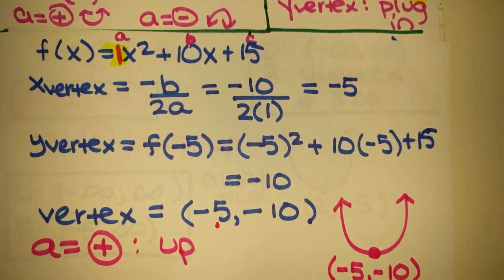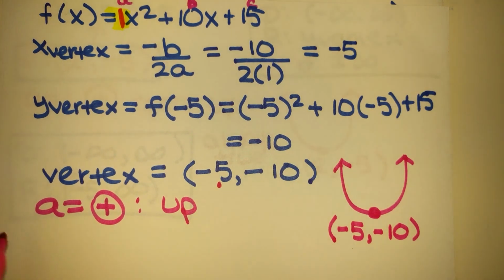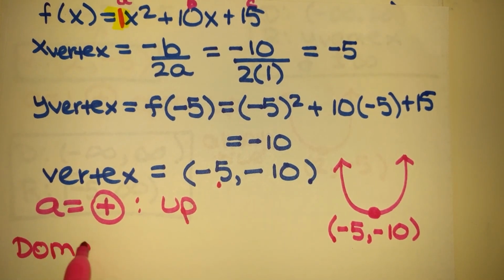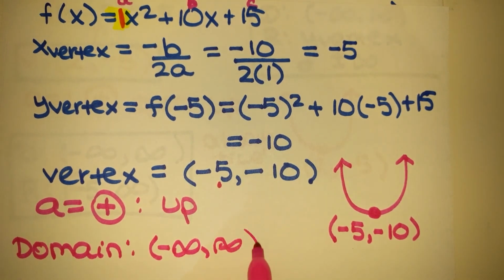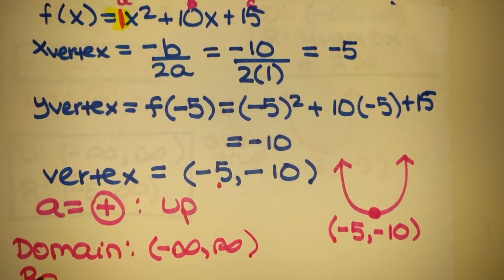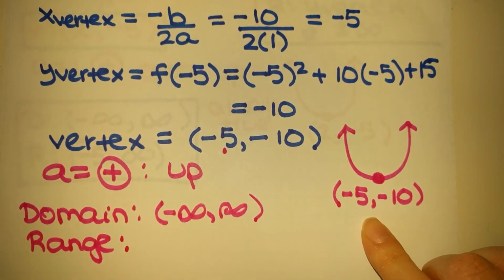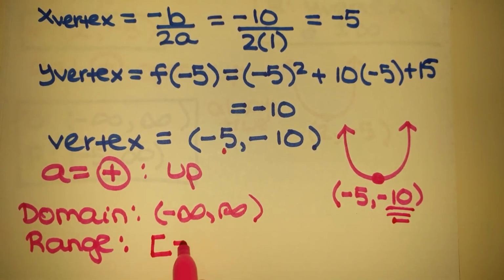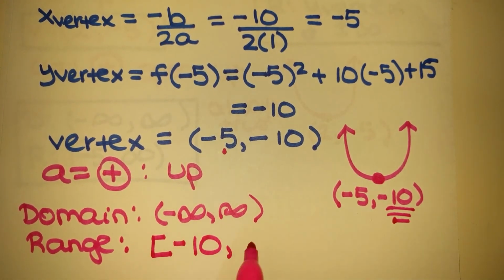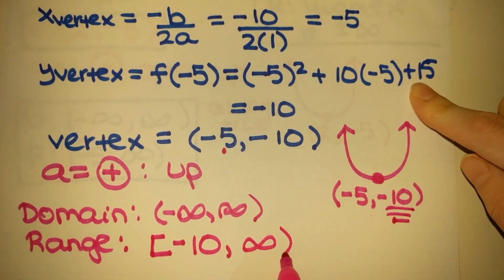And so when they start asking what is the domain, what is the range, what you would do is say the domain, because there's no denominator and no square root ever, is negative infinity to infinity. And then our range, because our parabola opens up, the lowest y value that we're going to have is going to be this negative 10. So our range is going to go from negative 10 all the way up to positive infinity.